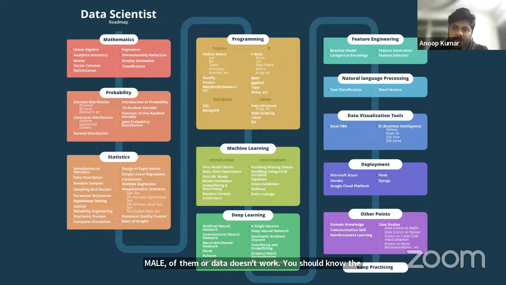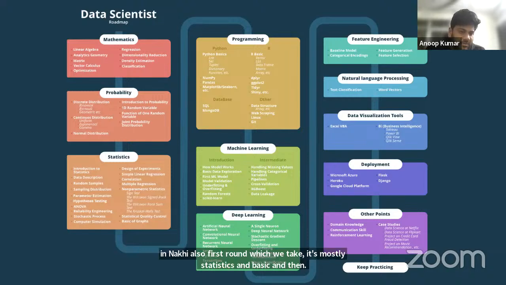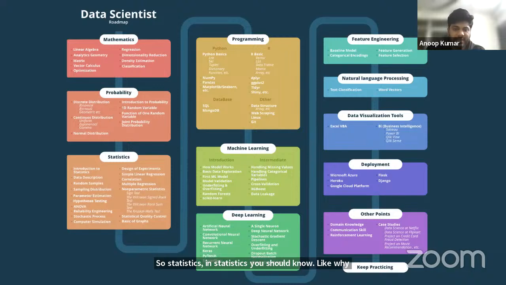Stats are very important, because in most of the data science interviews you will face, I think the first round would be on these things only: probability, statistics, and maths. In Naukri also, the first round which we take is mostly statistics and basic ML. In statistics you should know why we want to do sampling, what the different sampling techniques are, what stochastic processes are there, what correlation is, why it's important, these things, right?